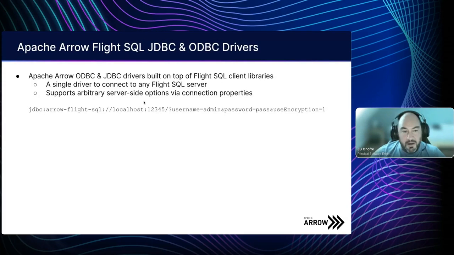So this is an example of a JDBC URL that you can use in your client code in Java. So you can see JDBC arrow-flight-sql. And so then directly you will be able to use any kind of server that uses Arrow Flight SQL.